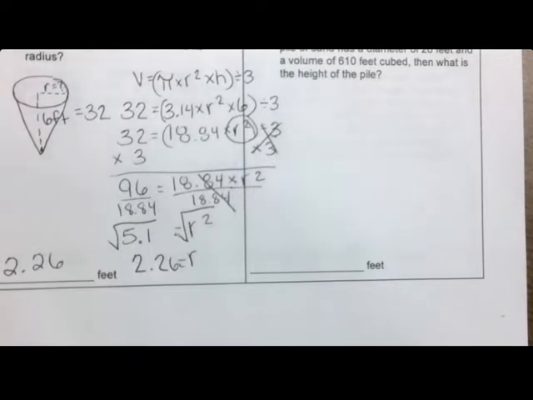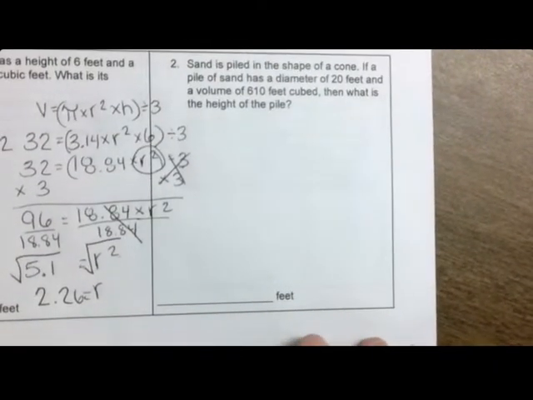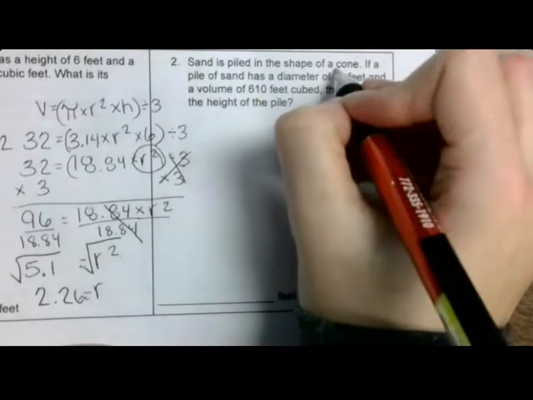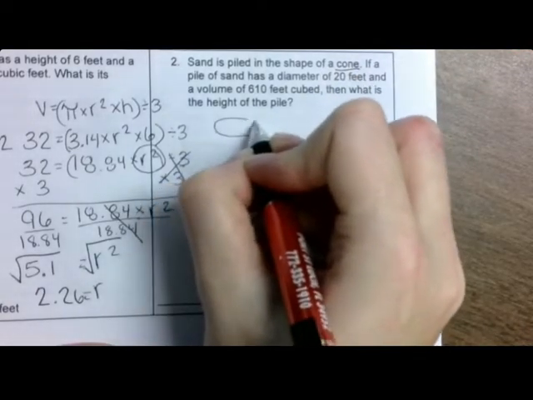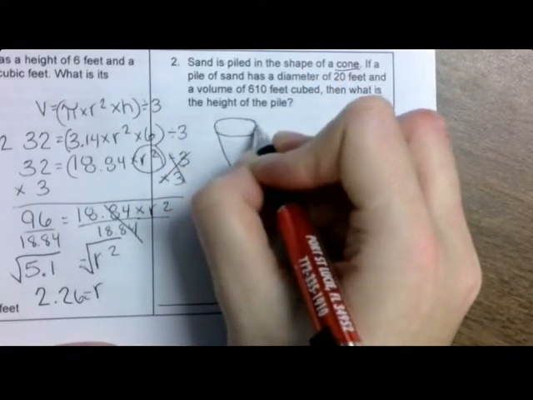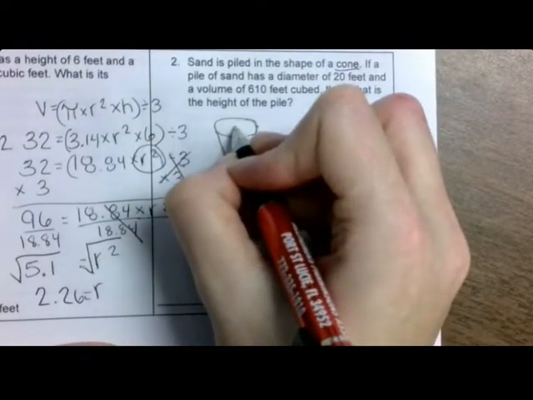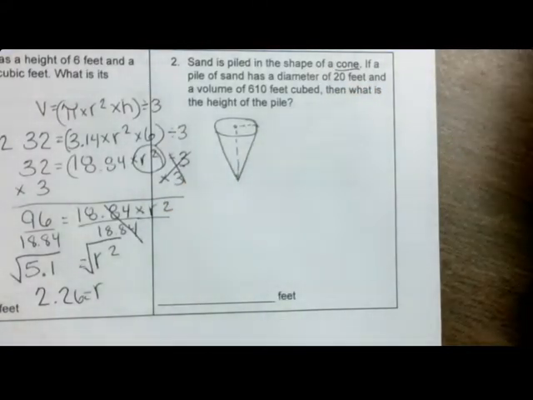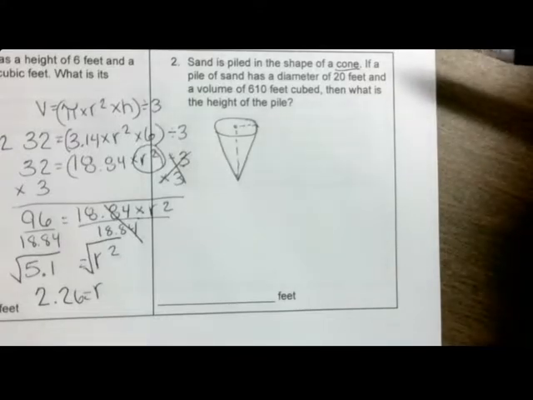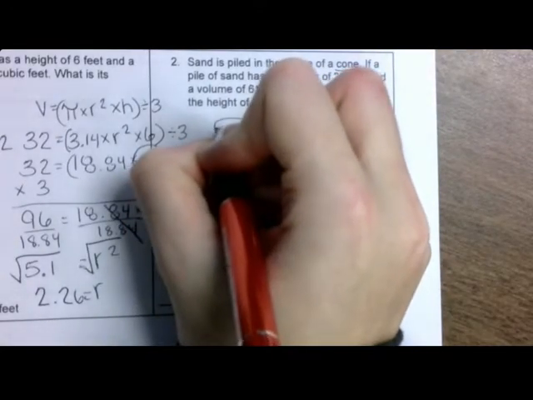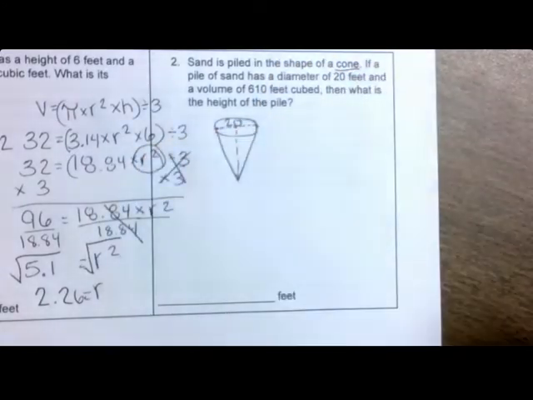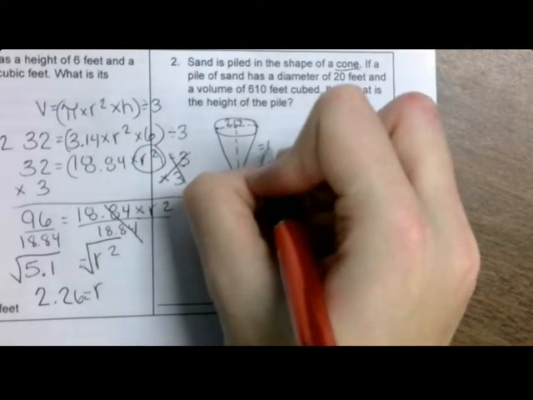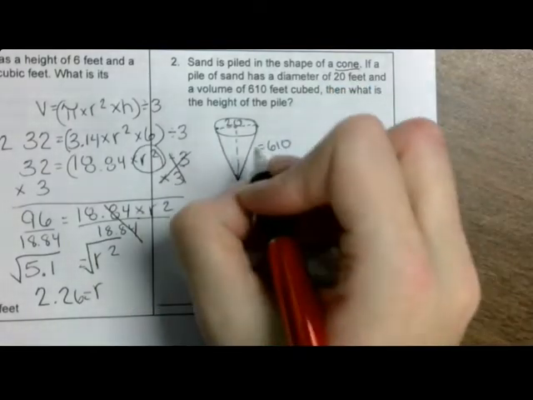Okay? So now what we are going to do is look at the one right next to it. Oh my gosh, would you look at that? Sand is piled in the shape of a cone. Oh, keyword. So I have an oval. I have a triangle. I have my radius. And I have my height. So let's see what we know. If a pile of sand has a diameter of 20 feet. Oh, okay. Well then, let me just make that the diameter. And a volume of 610 feet cubed, then what is the height?